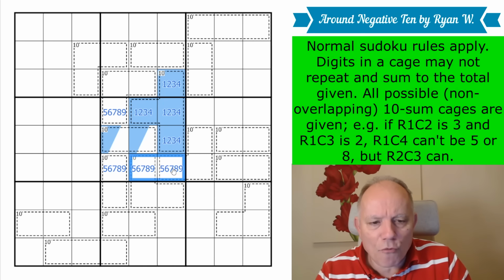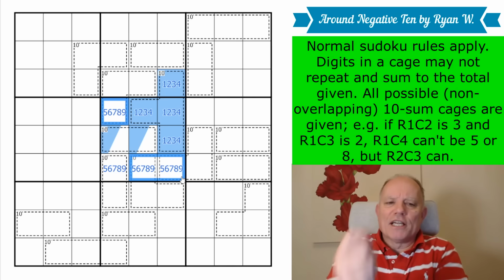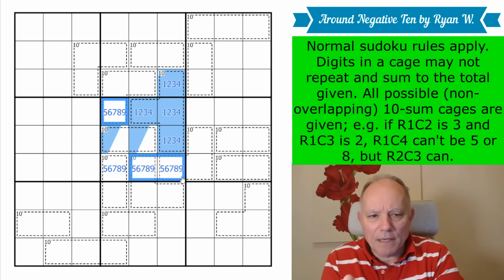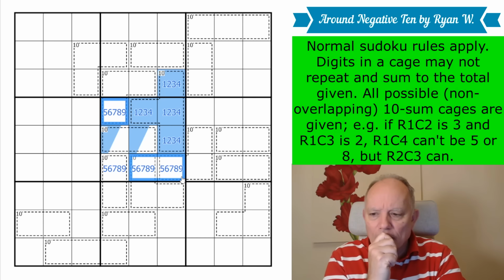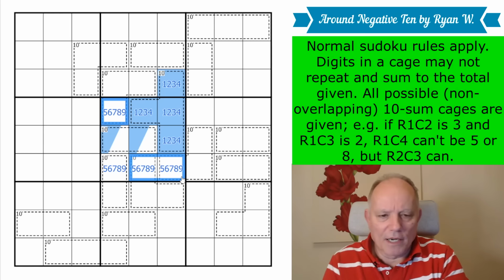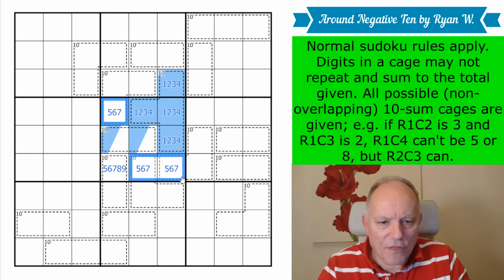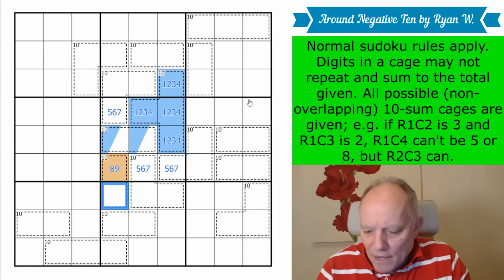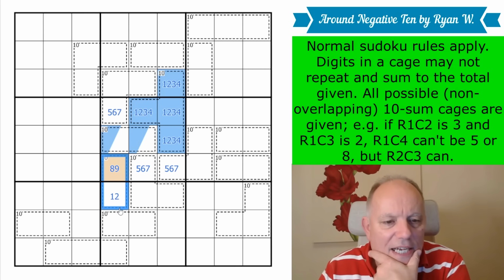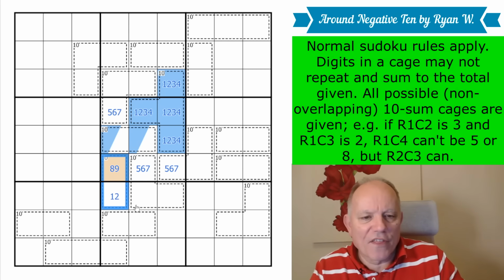Now, 3 of them are in 3-cell cages. If you can't repeat a digit in a cage and it's 3 cells big and adds up to 10, I don't think it can have an 8 or a 9 in. Because if you had an 8, you'd need 2 1s, and that's not right. So that is a 5, 6, 7 triple, and this digit here is 8 or 9, this orange one. This one is a 1 or a 2 because of this 10 cage. So that's what we found there.